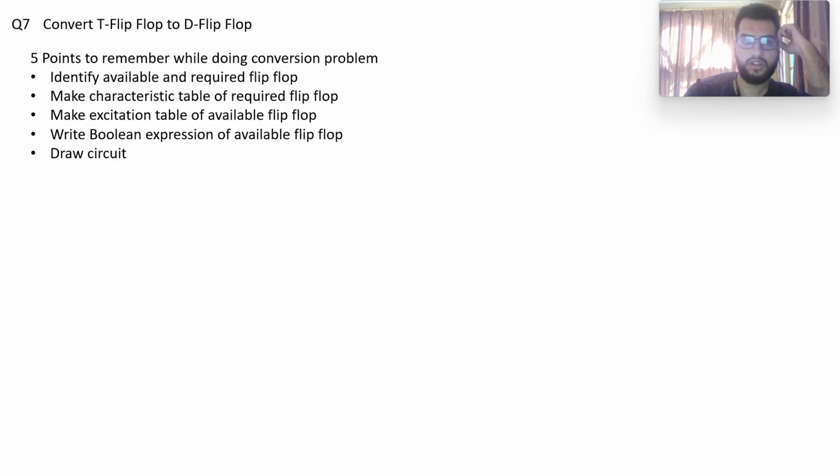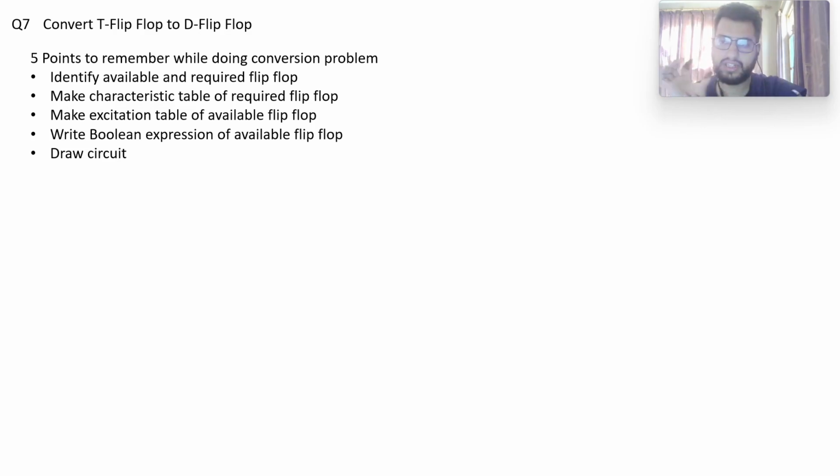We should always keep note of these 5 steps and sequentially follow them and ultimately we'll get our desired answer. So these 5 points to remember while doing a conversion problem are: number one, identify available and required flip-flop. So you need to identify which is the available flip-flop and which is the required flip-flop. Then we have to make the characteristic table of the required flip-flop. So first of all, we need to be clear which is the required and which is available. After that, we need to make a characteristic table of the required flip-flop, right? And then we have to write the excitation table of the available flip-flop. And then we have to write the Boolean expression of the available flip-flop.